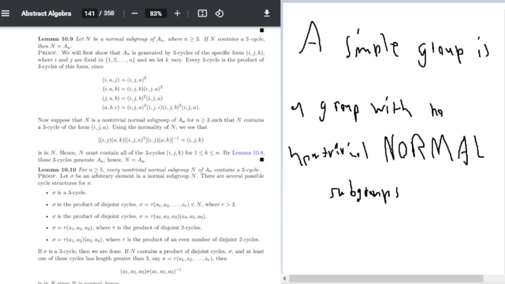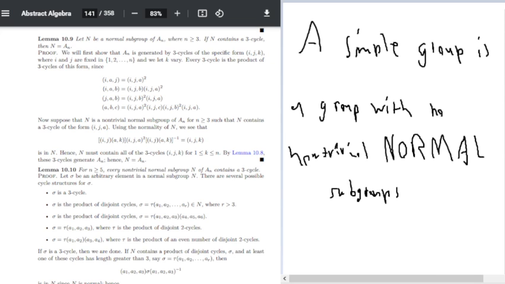Now, suppose that N is a non-trivial normal subgroup of A_n for n greater than or equal to 3, such that N contains a 3-cycle of the form (ija). Using the normality of N, we see that (ij)(ak)(ija)^2(ij)(ak)^-1 is equal to (ijk), which is in N. Hence, N must contain all the 3-cycles (ijk) for 1 less than or equal to k less than or equal to n. By Lemma 10.8, these 3-cycles generate A_n. Hence, N equals A_n.